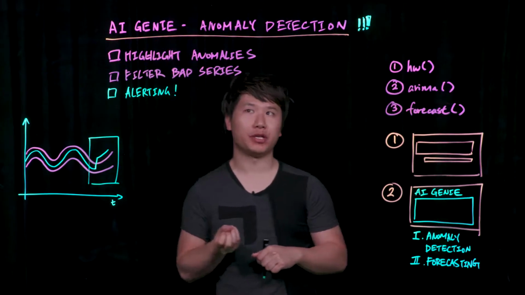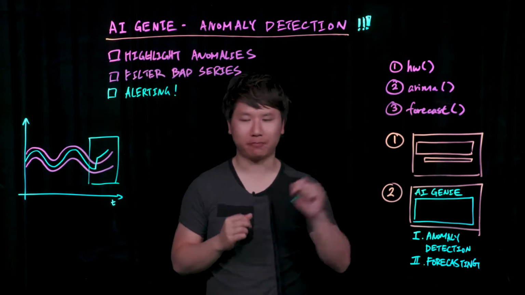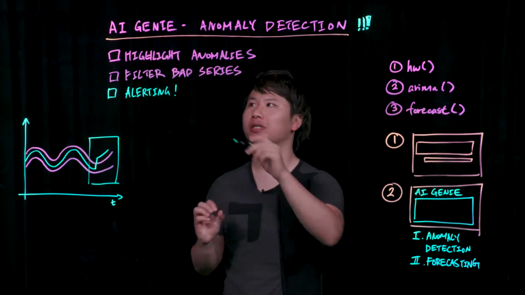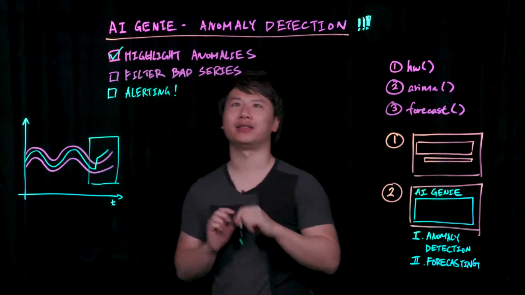So there are a couple of options that you could choose from in the AI Genie. Again, pick a chart, click a query, open the AI Genie, and by default, the option is to highlight the anomalies.